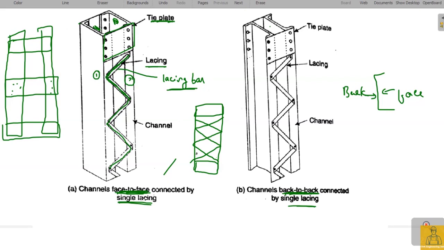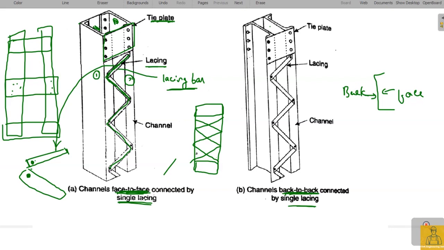And there is also another thing that you need to know when coming to lacing. See, these lacing plates are joined in this manner, right? This plate here is inclined at an angle. So these can be joined in this way. I mean, these two lacing plates are not overlapping each other. They are individually bolted or welded to the built-up column.